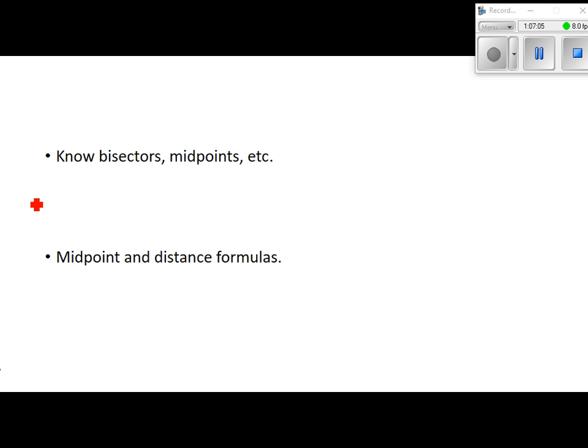What's a bisector? It splits something into what? Two congruent parts. So it could split an angle into two congruent parts, could split a segment into two congruent parts. Now, Jacob actually gave us the definition of this. What's a midpoint? That's the point that splits a segment into two congruent parts.